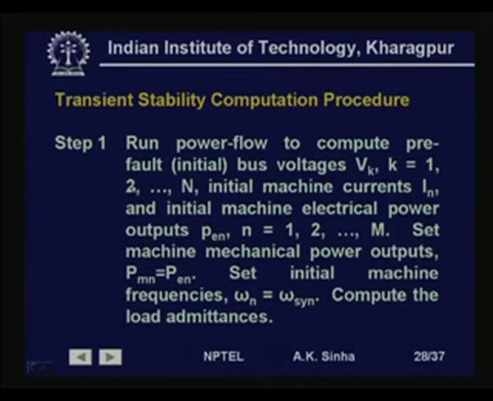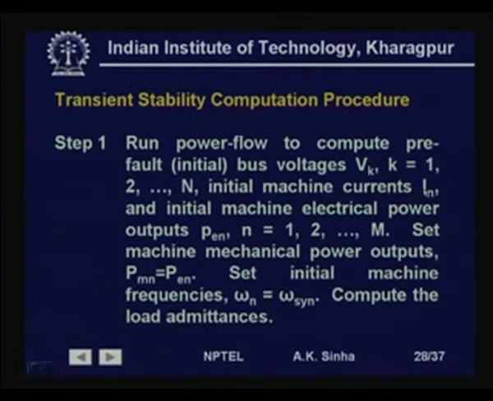So, the procedure for transient stability computation in case of a multi-machine system is, initially, run the power flow to compute the pre-fault or the initial bus voltages V k for k equal to 1 to n, that is, for all the buses in the network. We have found out the voltage magnitude and angle.